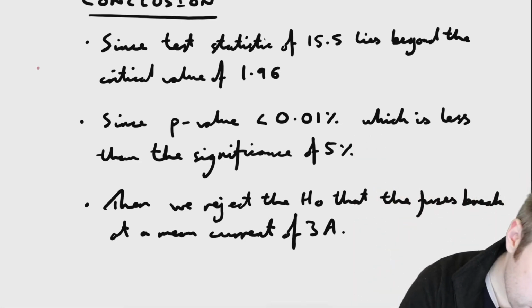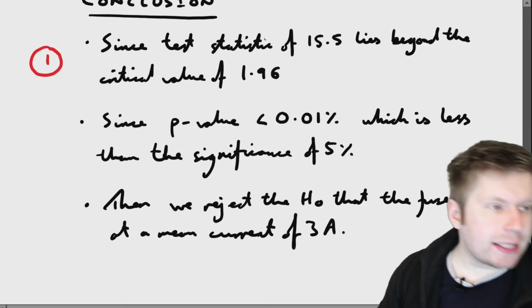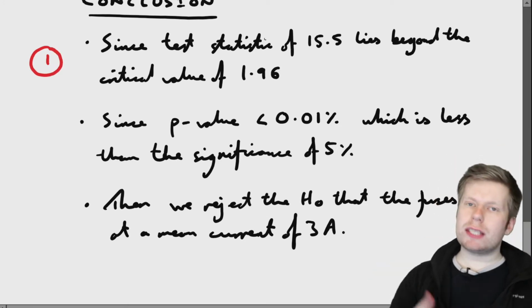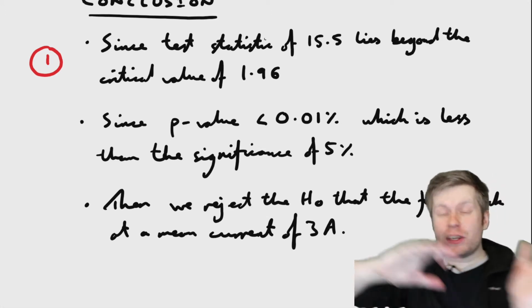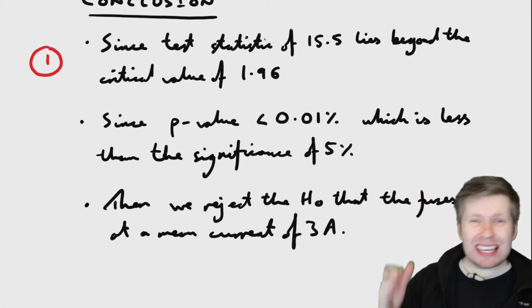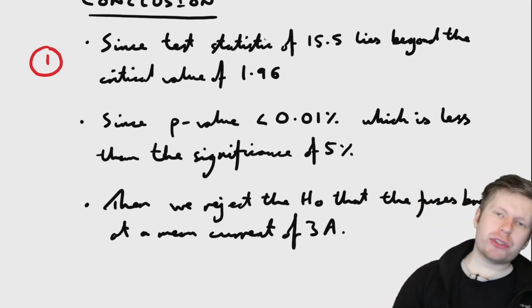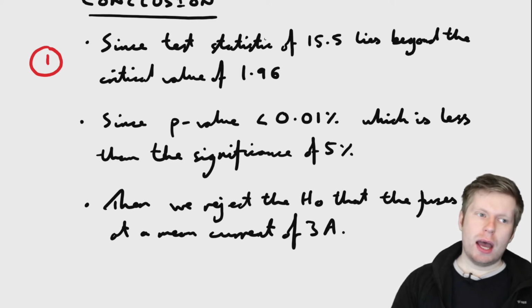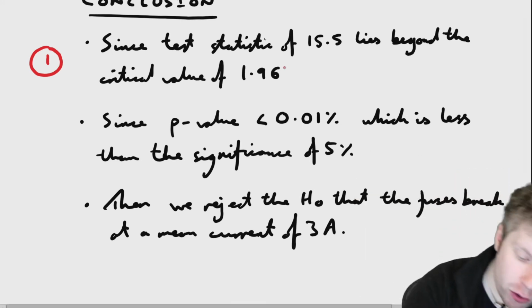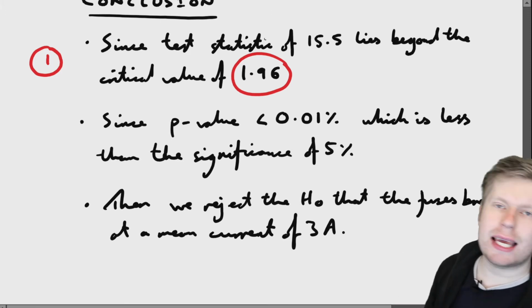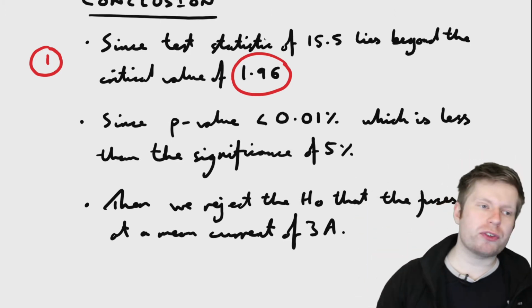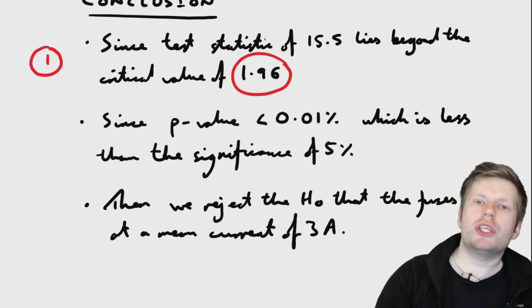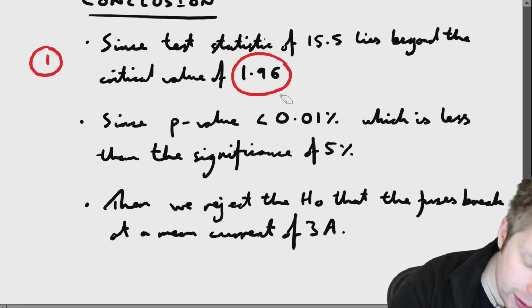I've done 3 things. Number 1, I've done the test from the perspective of the test statistic. I said, look, our sample data lies 15.5 units of standard deviation from the hypothesized mean breaking point of those fuses of 3 amps, which is well beyond the cutoff value of 1.96. Remember, anything beyond 1.96 units of standard deviation from the hypothesized mean is enough evidence to suggest that the null hypothesis probably isn't correct.